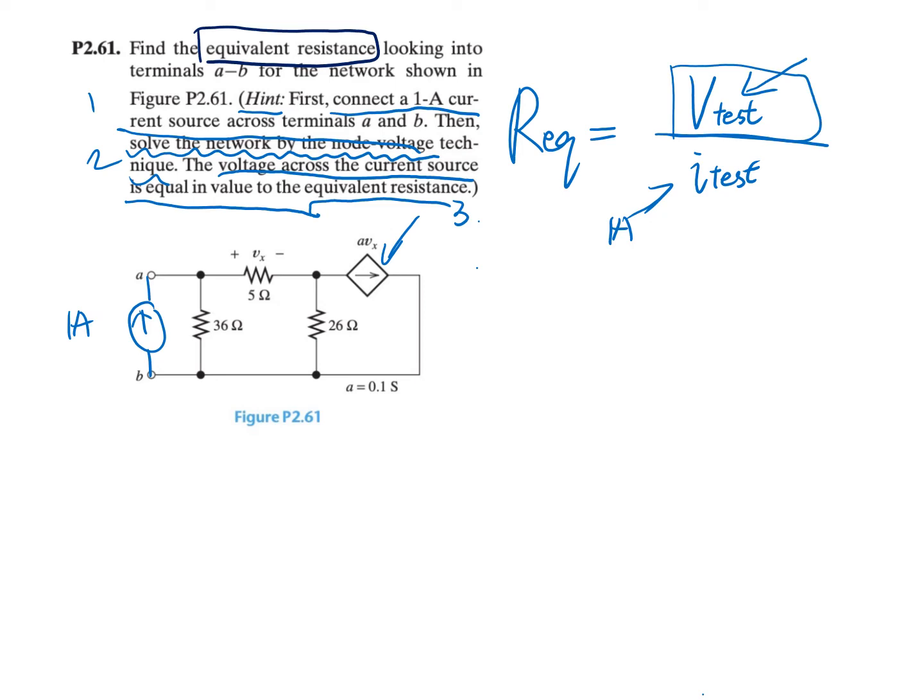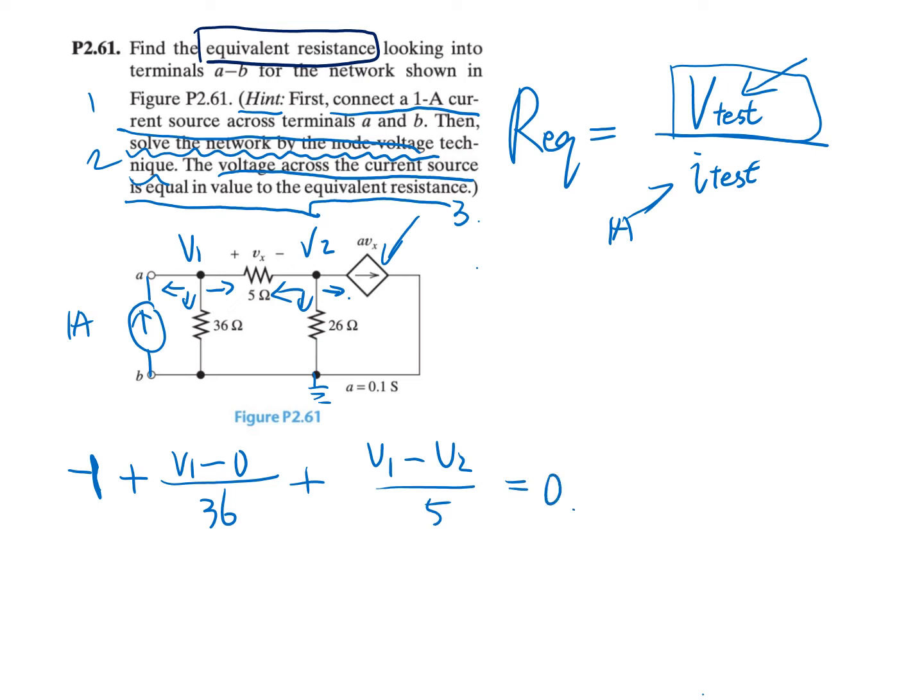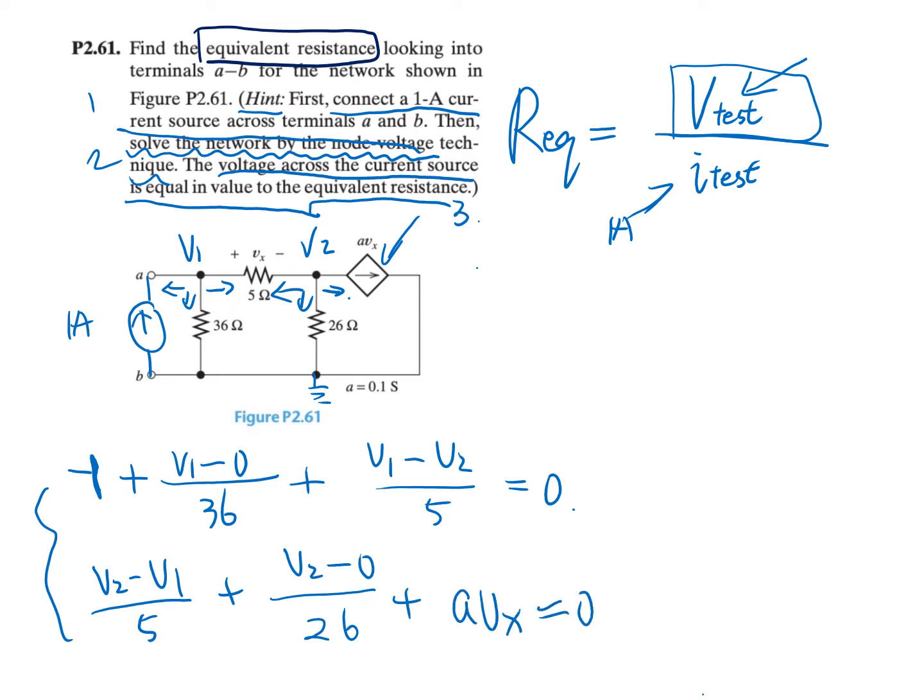So our second step is to find the node voltages. Let's say this is V1, V2. Assume all the currents leave the node. So for node 1, we have -1, opposite direction, plus V1 minus 0, assume ground here, divided by 36 ohm, plus V1 minus V2 divided by 5 ohm, that's equal to 0. And we have another equation for node 2. So here we have V2 minus V1 divided by 5, and V2 minus 0, ground, divided by 26. Here the same direction, so AVx is equal to 0. Here we know that A is equal to 0.1, so we directly use 0.1.